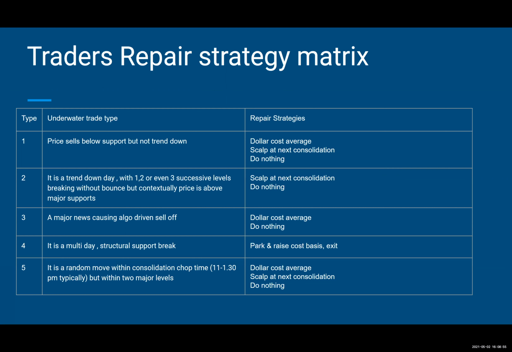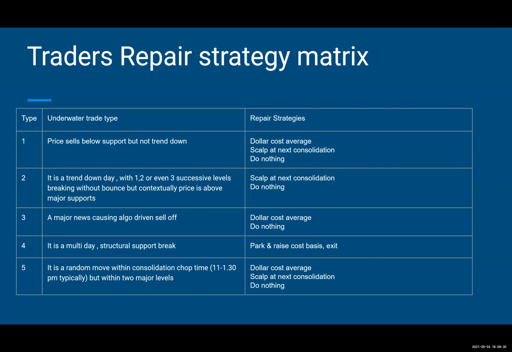The first one is the typical day where price sells below a support, but it's not a major trend down day, and the market is holding major support. So I could use a dollar cost average method there. Or if the price just dropped from one level to the level below but is not bouncing back correctly, just chopping around there, then I can use the scalp at next consolidation method. Or I can just simply do nothing, because depending on the nature of the tape, you will understand that context is the key here. Based on that context, I would just do nothing and let the price come back.